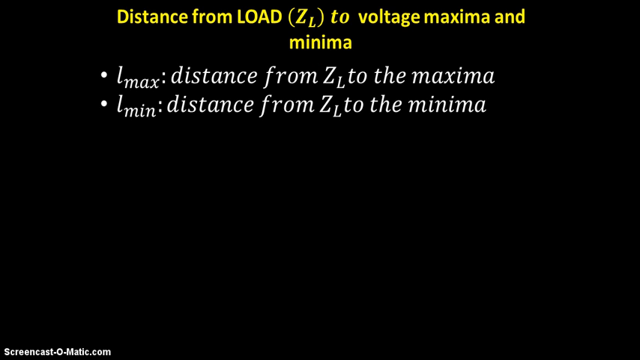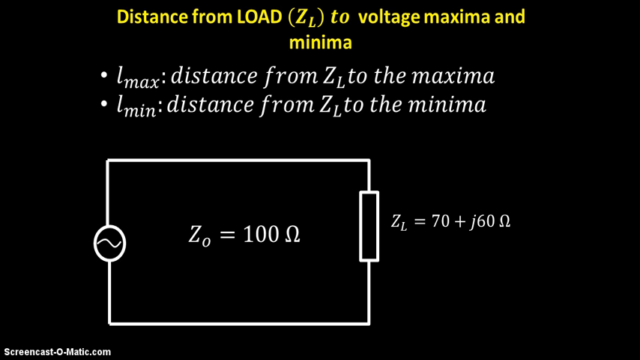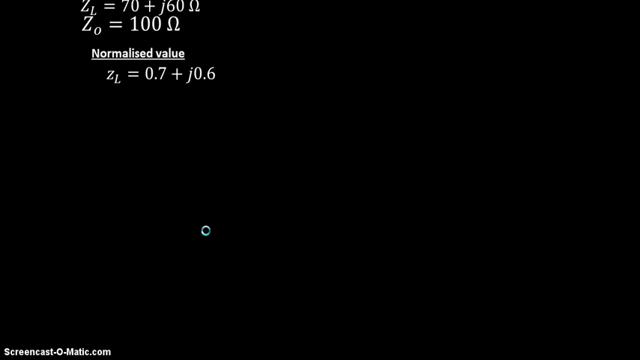Now we will see an example to calculate the voltage minima distance and the voltage maxima distance, which are L maximum and L minimum. So this is a transmission line circuit where we have a source connected to a load which is 70 + j60 ohm through a transmission line which is 100 ohm characteristic impedance. So the first step is we will normalize the value. So we have ZL = (70 + j60) / 100, which will give you 0.7 + j0.6.